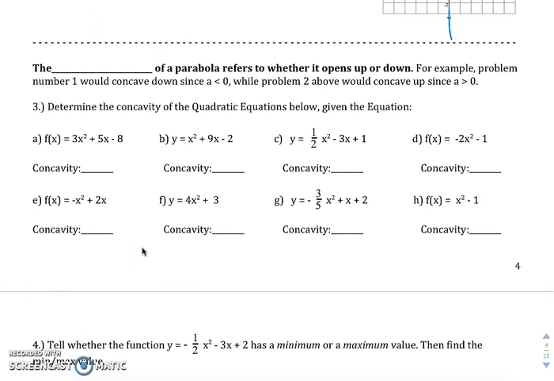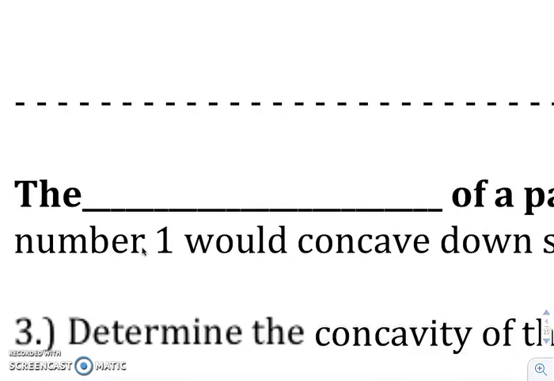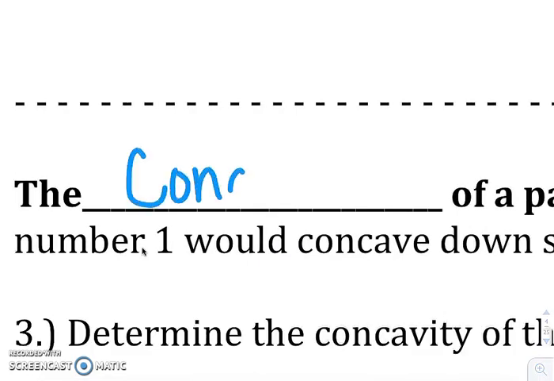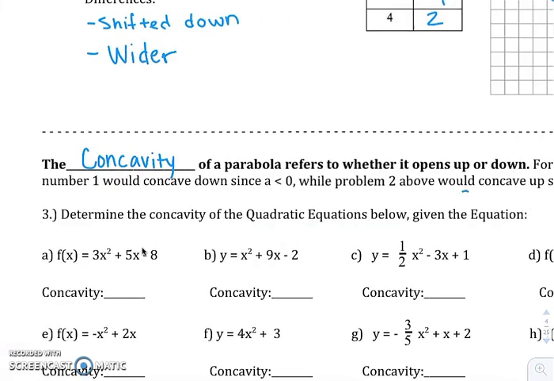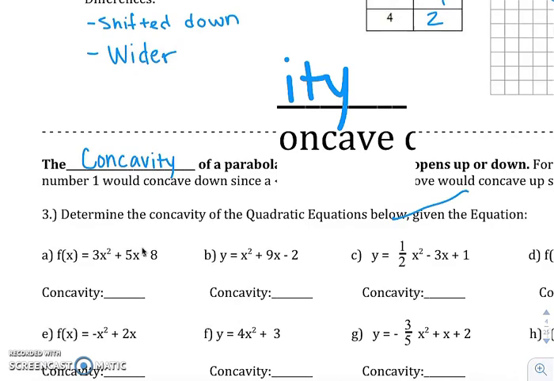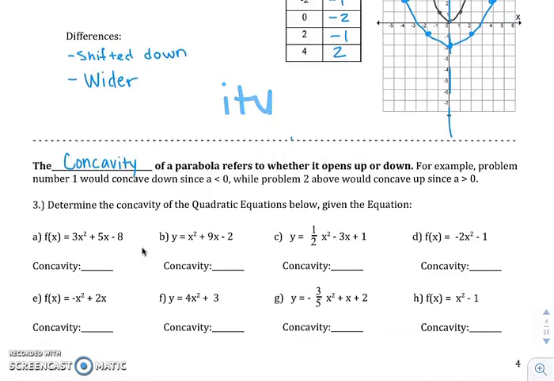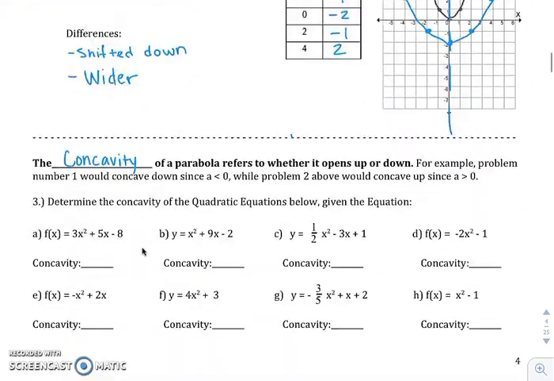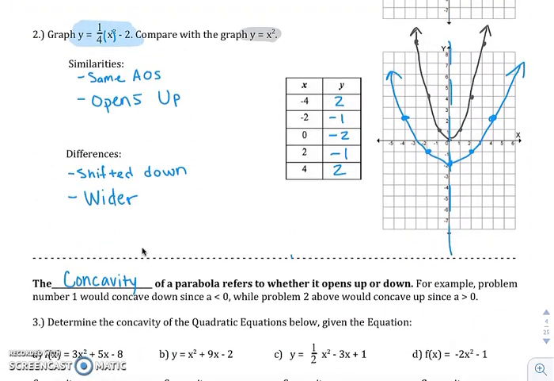So if you go down to the bottom of the page, it's just an exercise of talking about the concavity of a function or a graph. So concavity just talks about if it opens up or down. So we did talk about it a little bit. So in number 1, it would concave down since a is negative. But in the one we just did, in example 2, it concaves up or opens up because the 1/4 is positive. That's literally all you look at.